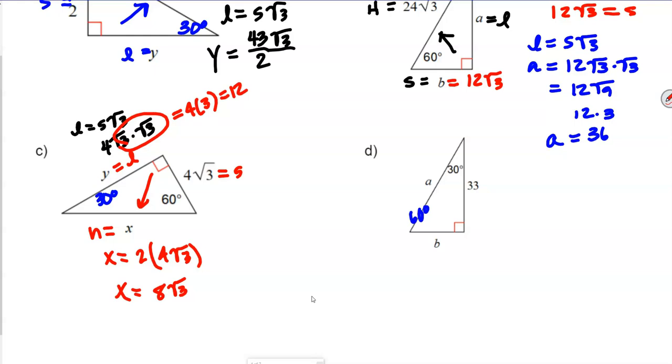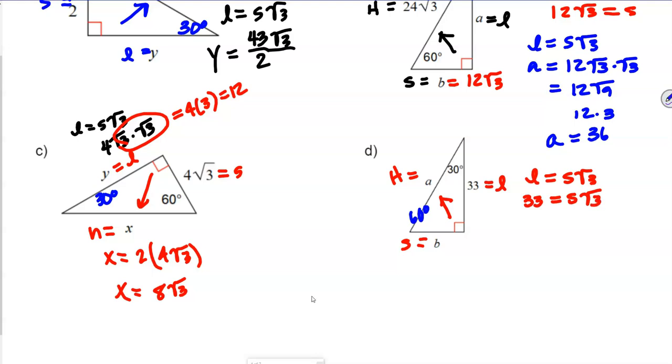All right, let's label again. This is our hypotenuse, right? B is going to be our short leg, and 33 is going to be our long leg. Now remember, if we have the long leg, that's the formula we're going to use. The formula for the long leg is equal to the short leg times the square root of 3. So that means 33 is equal to s square root of 3.